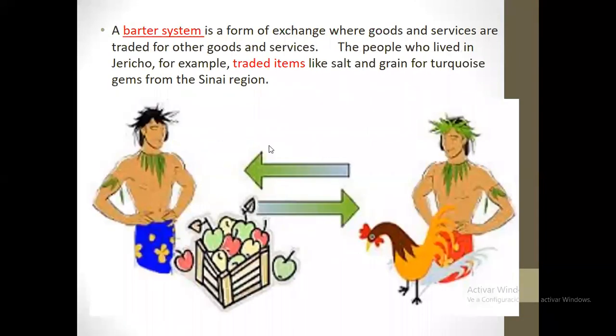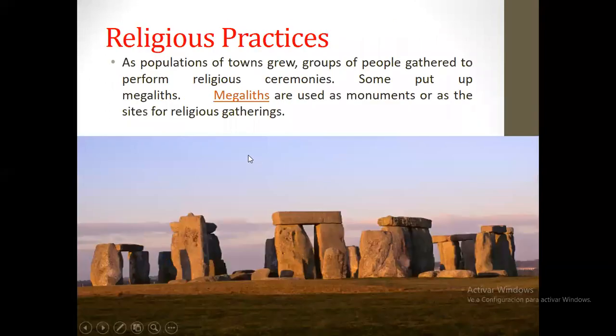Okay, over here, we were talking about the barter system, that they exchange things. They raise chickens, and the other one raises fruits, and they exchange. Ellos intercambian, okay? Now all these changes brought that people focus on other things besides those that I mentioned.